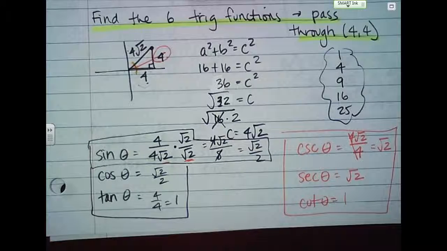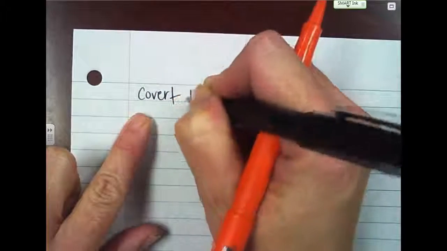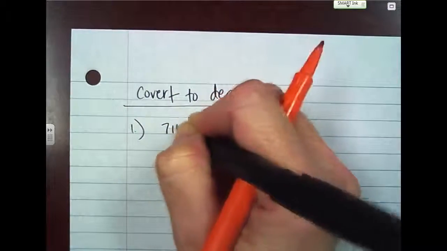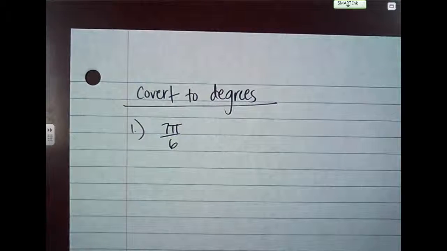Okay, one last thing we need to do. Did I show you guys how to convert radians to degrees? Pay attention. You may have. I think so. We forgot. Alright, just really quick then. We're going to convert to degrees. Let's say, for example, I have 7 pi over 6. How many degrees are there? I've got 7 pi over 6 radians.